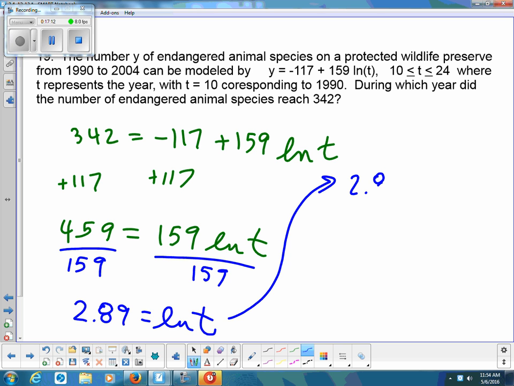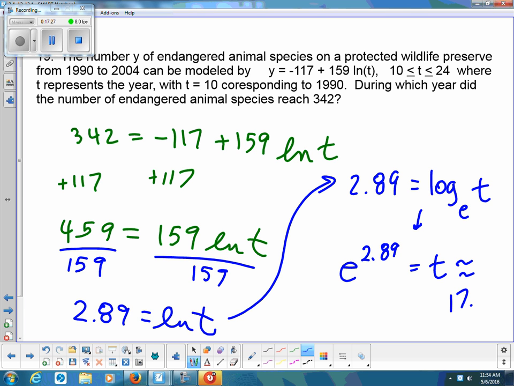So 2.89 equals log to the base e of t. Then what? Exponential. So e raised to the 2.89 is equal to t, which was approximately what? 17.9. So it's going to take about 18 years. Does that make sense?